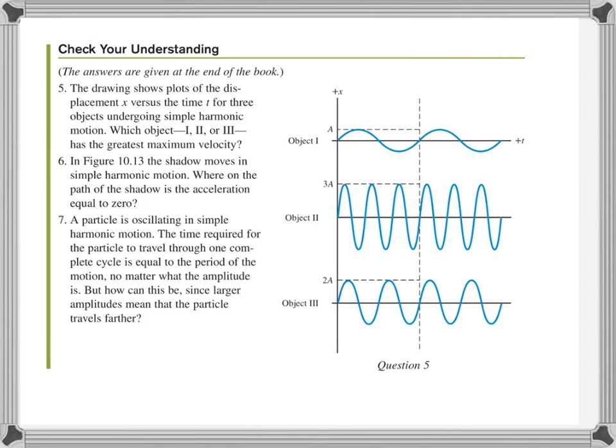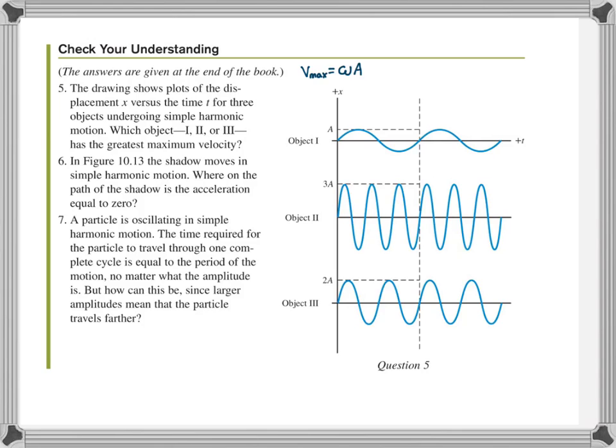Okay, here we're going to go over these check your understandings. First one we're going to look at is number 5. It says the drawing shows plots of the displacement x versus time of three objects undergoing simple harmonic motion. It's asking which object, 1, 2, or 3, has the greatest maximum velocity.